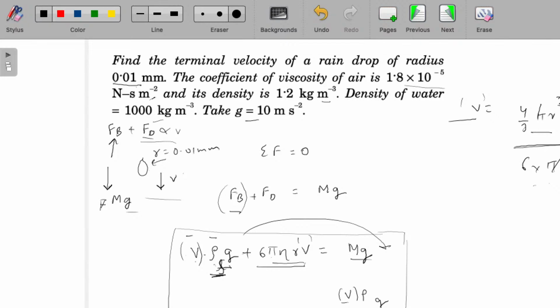So this is called the terminal velocity of the raindrop. So if you use a calculator, we'll get the value. Let's proceed to another question. I'm going to leave this calculation.